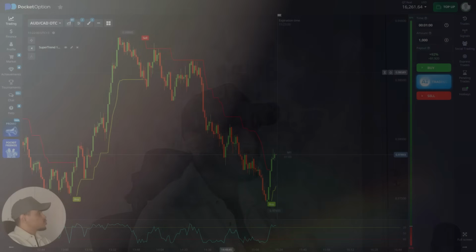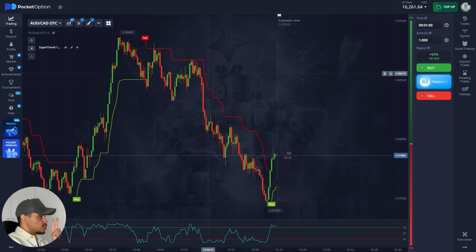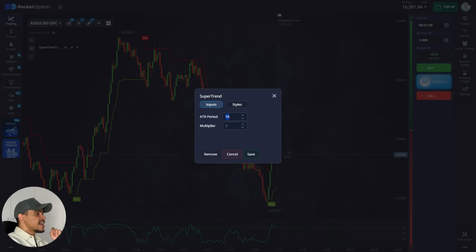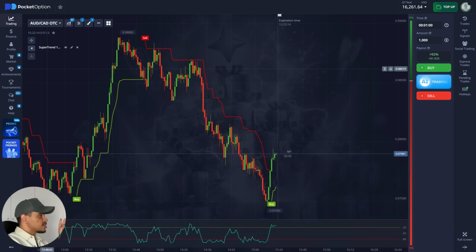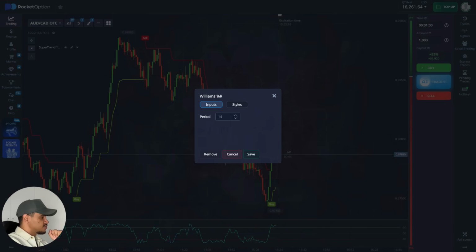All right, so today we are going to be using two indicators, Supertrend and Williams R. For Supertrend, our settings are going to be ATR period 10, multiplier 3. That's it. Save it. It should come with these settings by default. And Williams R also default settings, 14 period, and you need two levels, -20 and -80.